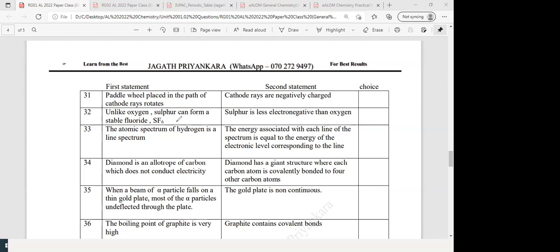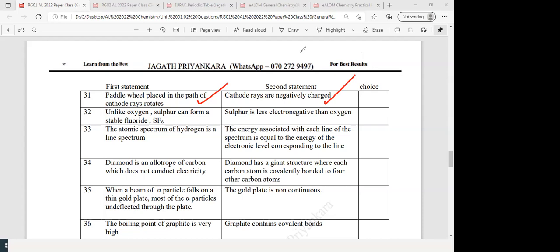Yes, statement 31: a paddle wheel placed in the path of cathode rays rotates. Is that correct? Yes, that's correct. Cathode rays are negatively charged. That is also correct. So is there a relationship between these two? Is the second statement the reason for the first statement?